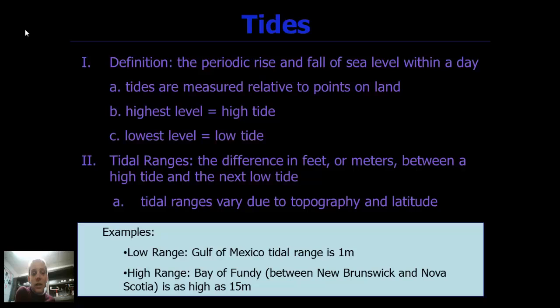So, examples. A low range, meaning that there's not a huge difference between the high tide and the low tide, is in the Gulf of Mexico, where the tidal range is only about a meter. A high range is in the Bay of Fundy, which is between New Brunswick and Nova Scotia, way up north by Canada on the east coast. The tidal range there can be as much as 15 meters.